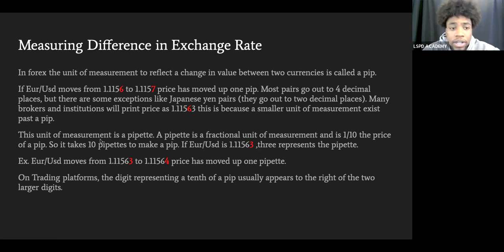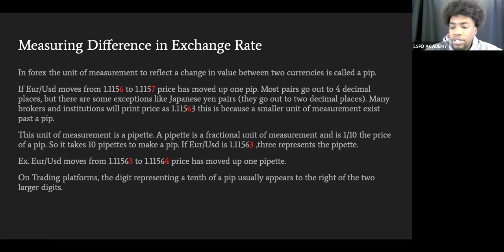So the unit of measurement is called a pipette, and a pipette is a fractional unit of measurement that is 1/10 the price of a pip. So it takes 10 pipettes to move a pip. If Euro USD is 1.1563, 3 represents the pipettes, right? If Euro USD moves from 1.1563 to 1.1564, prices just moved up 1 pipette. On trading platforms, the digit representing 1/10 of a pip usually appears to the right of the 2 larger digits, right?